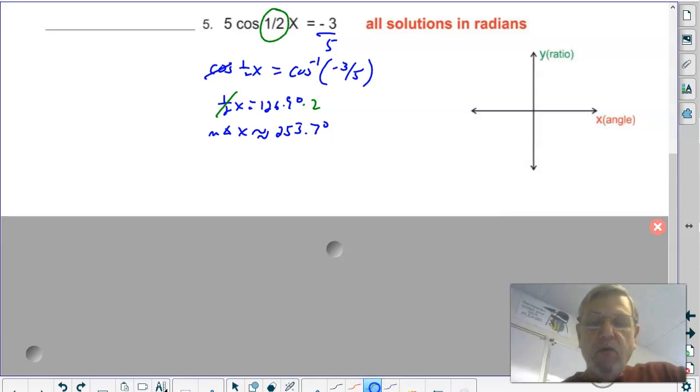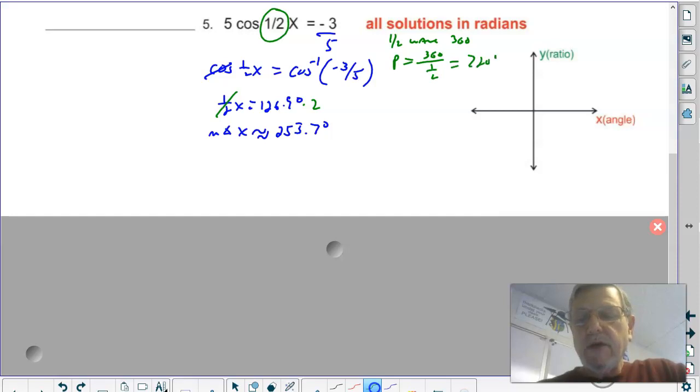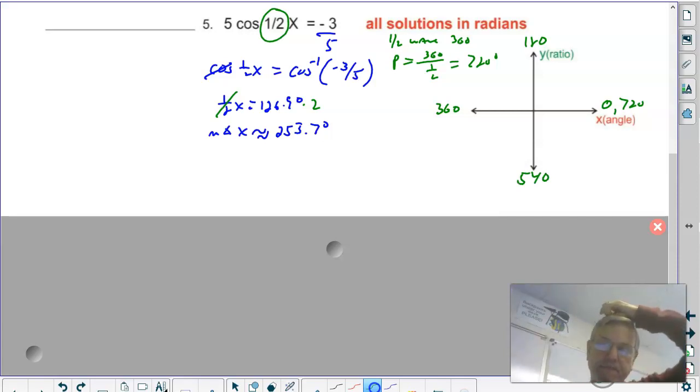Notice now we get half a wave in a normal 360. So what is the period? 360 divided by 1/2, or 720 degrees. So a normal wave is 720. So again, watch what I do over here. 0, 720. Halfway, 360. Quarter of the way, half of the 360, 180. 3/4 of the way, 360 plus 180, 540. And now I'm set up.